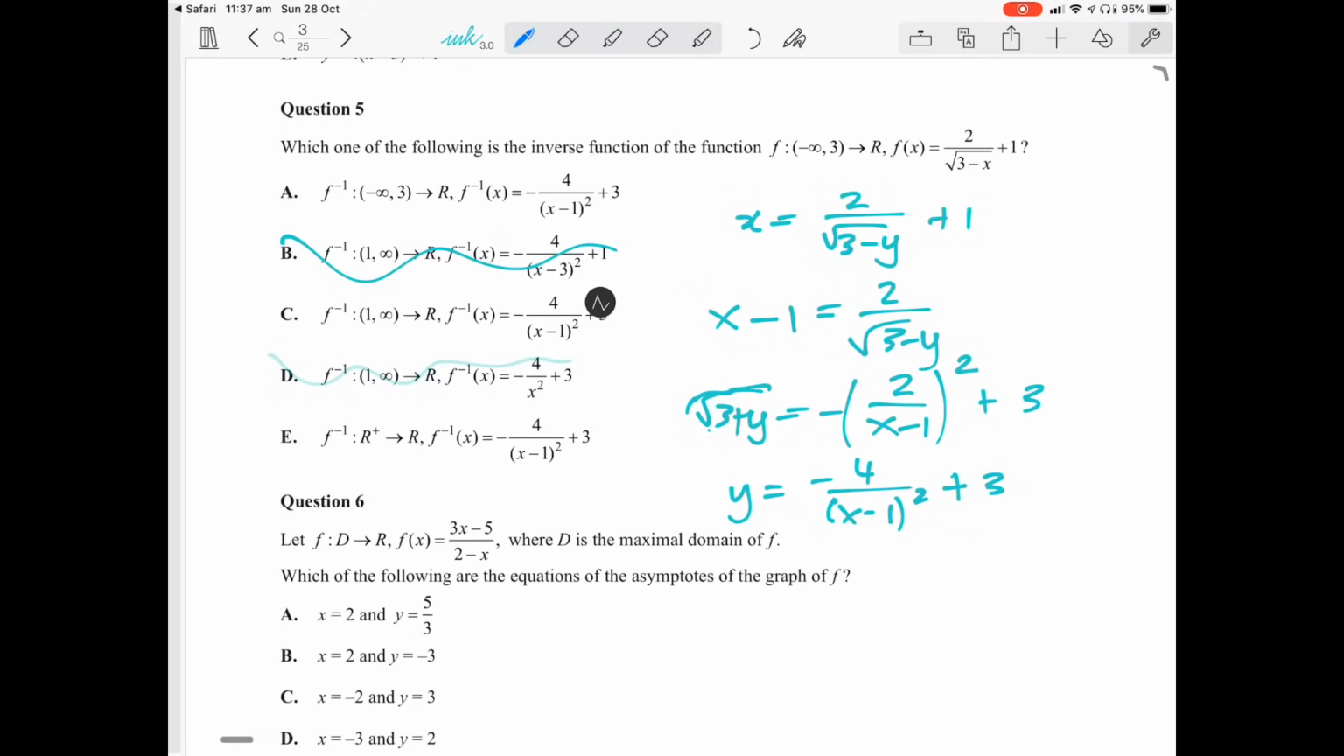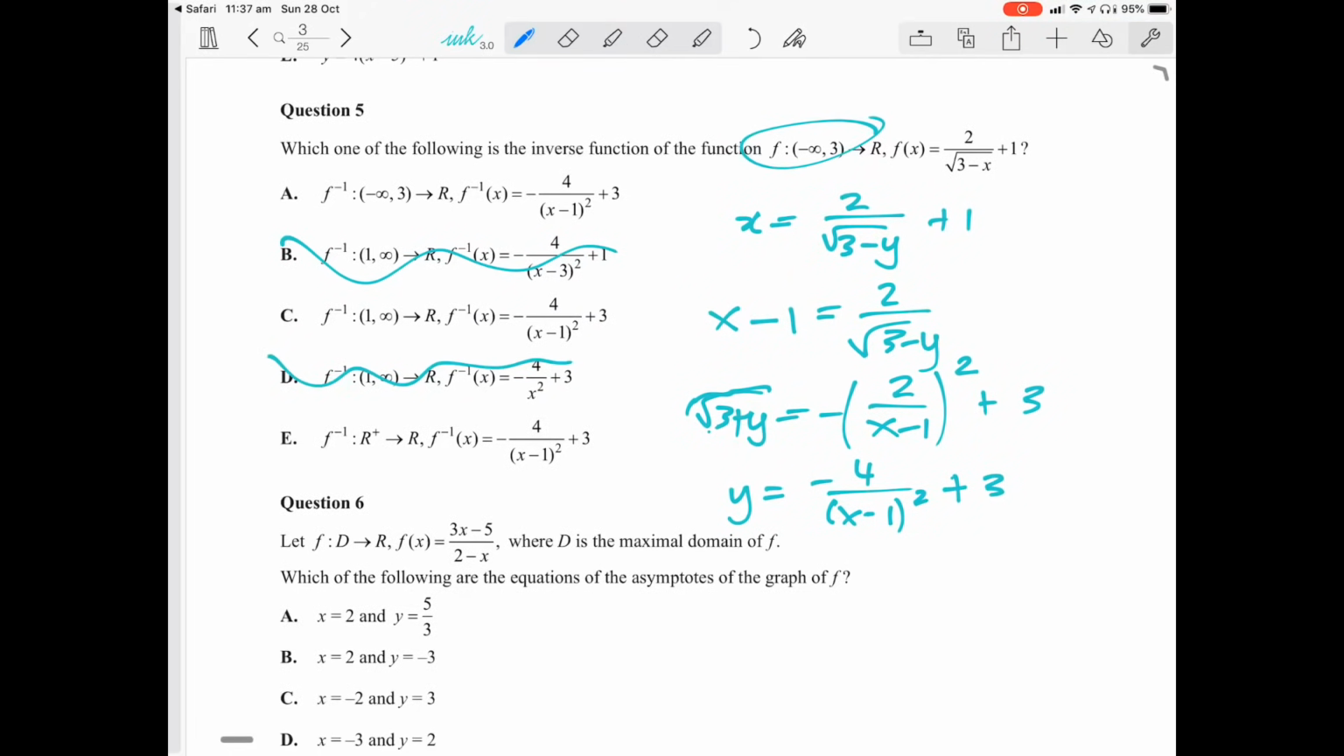Okay, so we've got a few answers to choose from. This is between negative infinity and 3. So I can just quickly sketch it to work out what the range is. Negative infinity to 3, 2 on root 3.